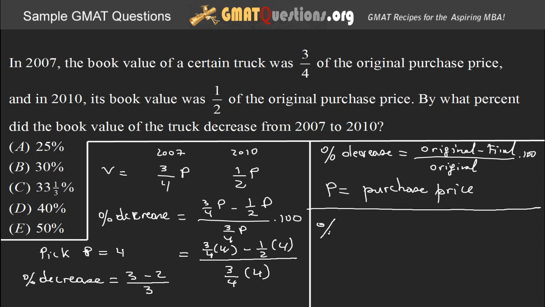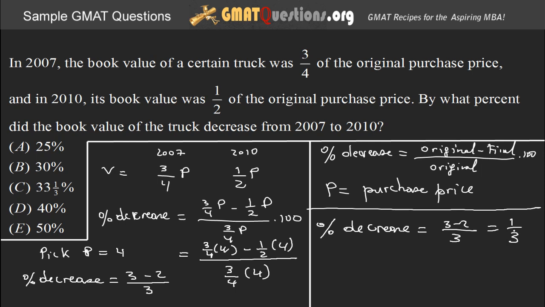So percentage decrease, again, let me write it down so it's clear. It's going to be equal to 3 minus 2 over 3, which is equal to 1/3. Now 1/3 here is a fraction. I didn't put the 100 here. As you see, I removed the 100. I just didn't have much place here. So I don't have to worry about the 100 until the end.